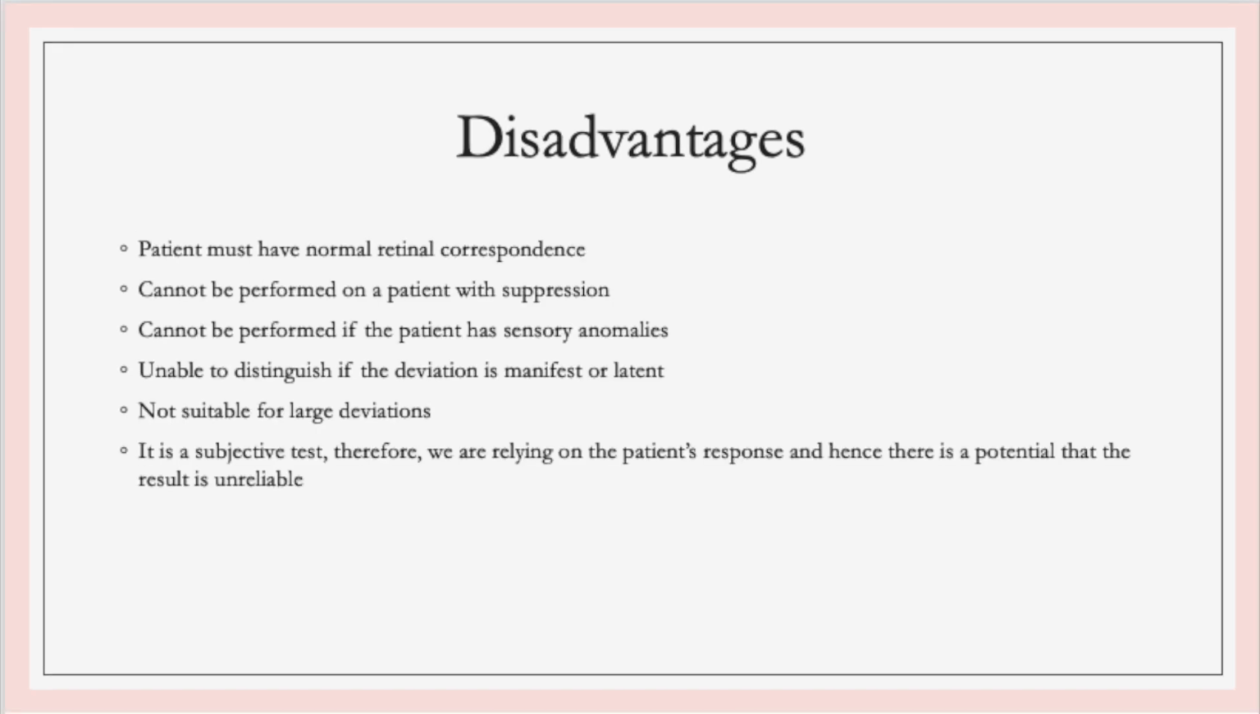Disadvantages of the test. In order to perform the test, the patient must have normal retinal correspondence. The test cannot be performed on a patient with suppression. It cannot be performed if the patient has sensory anomalies. The test is unable to distinguish if the deviation is manifest or latent. Not suitable for large deviations, and it is a subjective test. Therefore, we are relying on the patient's response, and hence there is a potential that the result is unreliable.